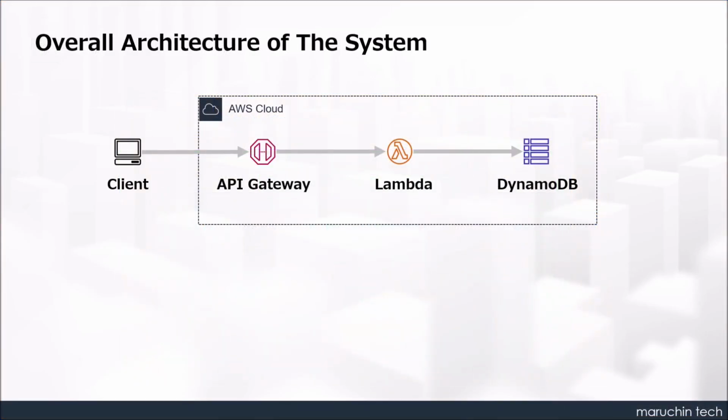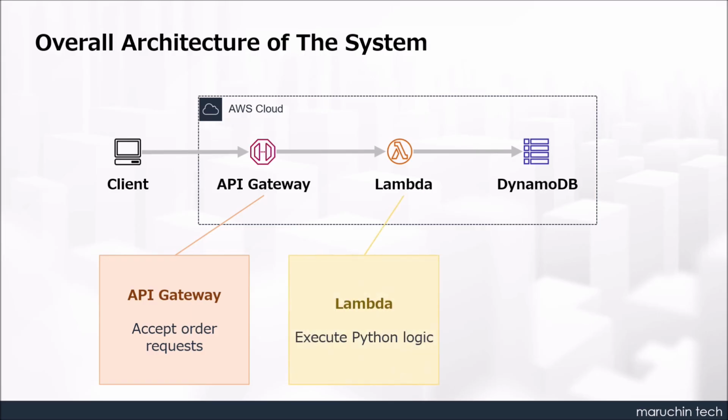This is the overview of the AWS services we will ultimately build in this course. The configuration of API Gateway, Lambda, and DynamoDB is a classic modern serverless architecture. Let me briefly explain each role. First, API Gateway acts as the system's front door, accepting requests from the outside. Next, AWS Lambda executes the system processing. This is where your Python logic runs.